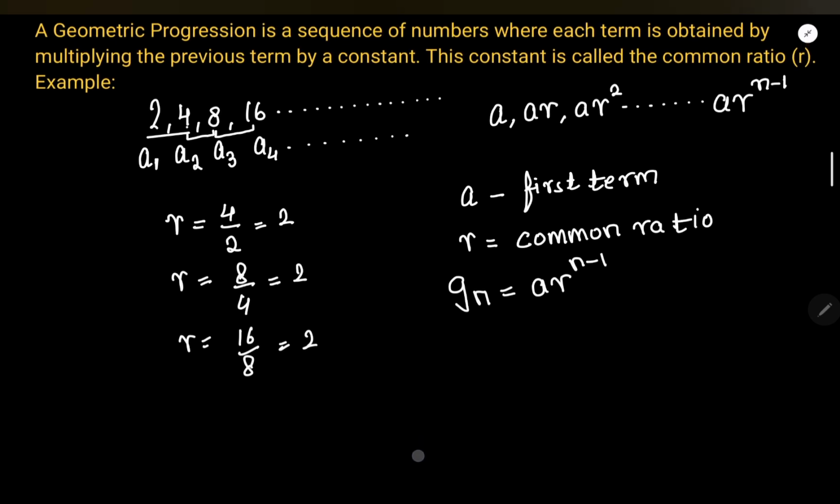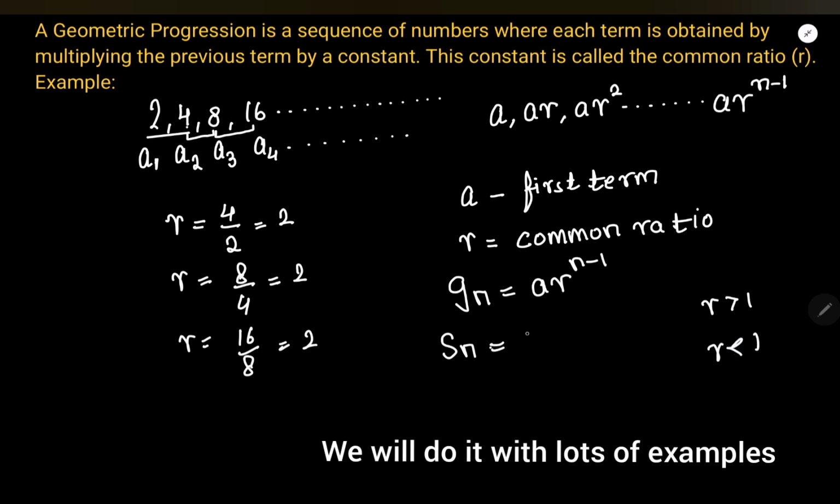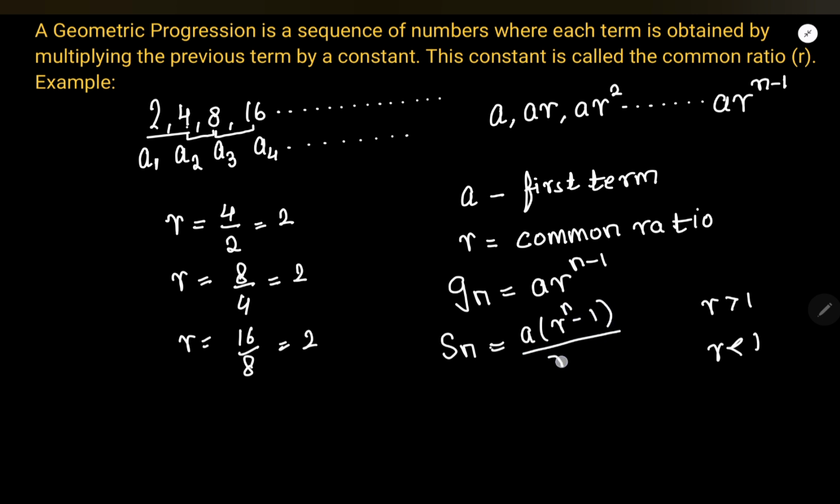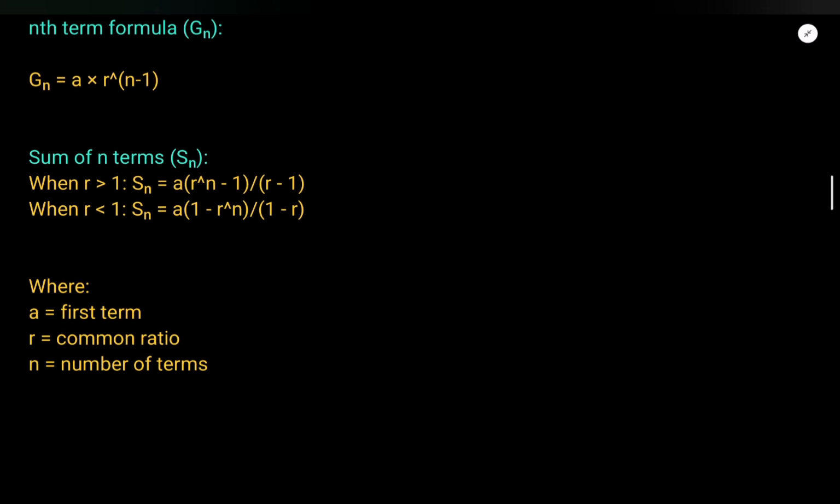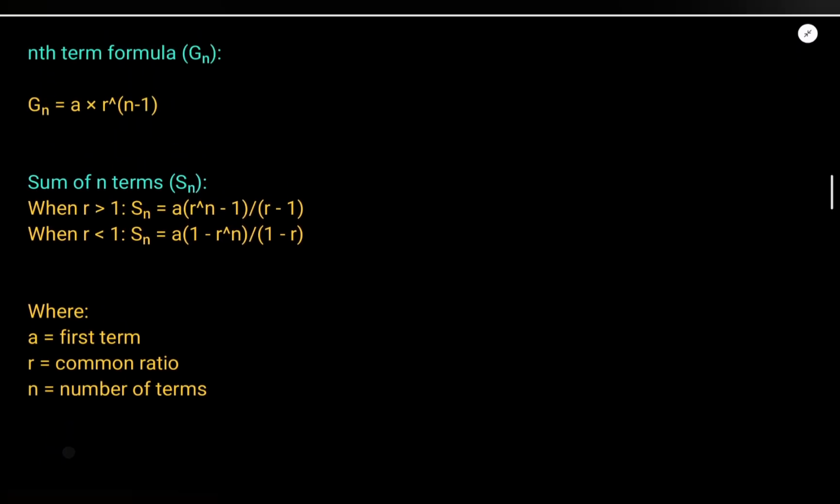Okay, and then we will be doing sum as well, the sum of n terms. For that we need to see whether R is greater than 1 or R is less than 1. If R is greater than 1, Sn is equal to A times R raised to power n minus 1 by R minus 1. But when R is less than 1, Sn is equal to A times 1 minus R raised to power n by 1 minus R. We will do everything with the help of examples. So next we have these formulas, and that we have already done. You can take a screenshot if you want, and then we will do some examples.